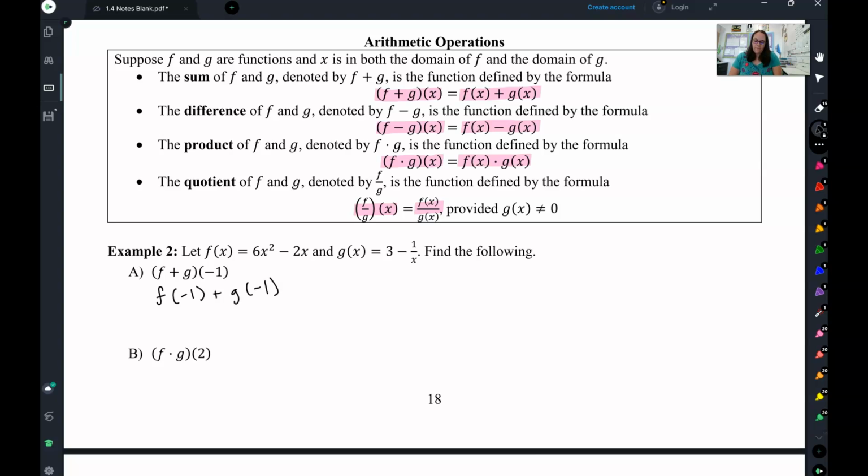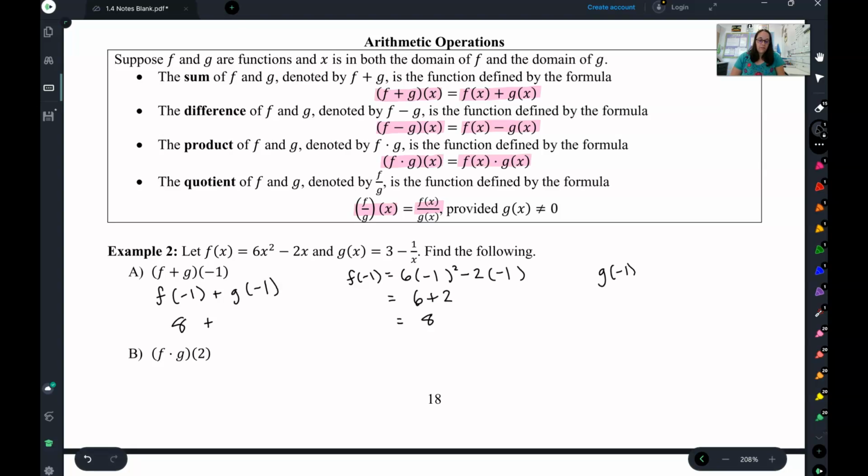So I have f of -1. Remember, anytime we have something on the inside, we do our big fat parentheses anywhere there's an x and plug in what we're plugging in. Simplify this. -1 squared is 1. 6 times 1 is just 6. And then plus 2 is 8. And so f of -1 is going to be 8.